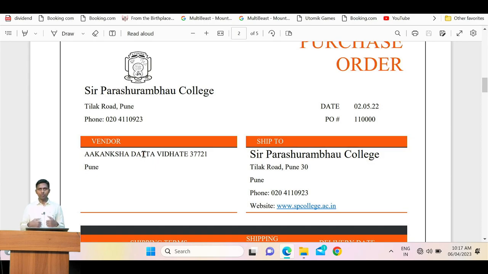Let's assume from now onwards that you are the reseller of stationery. In front of our college gate, you will find a stationery shop. What is that shop doing? That shop is selling notebooks, pens, books, etc. And plus, they are taking orders also, printing orders also.